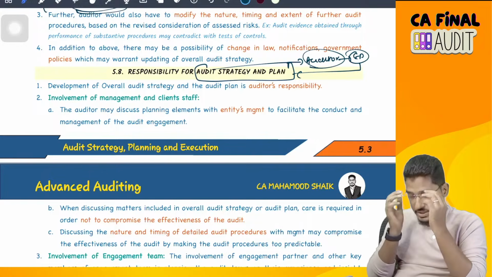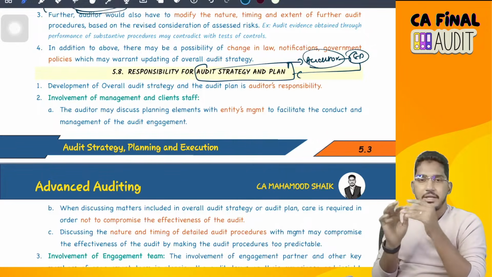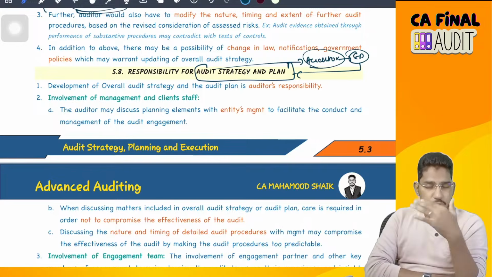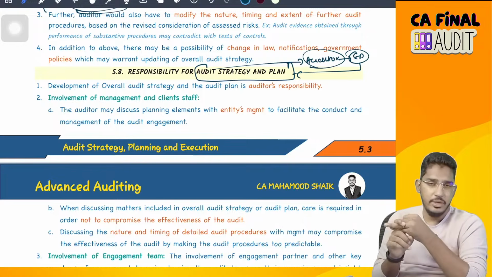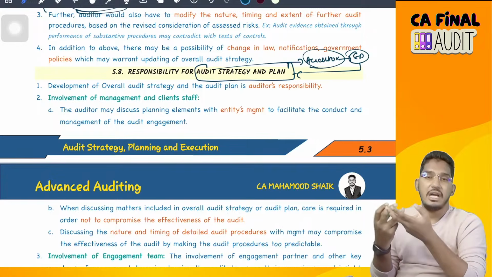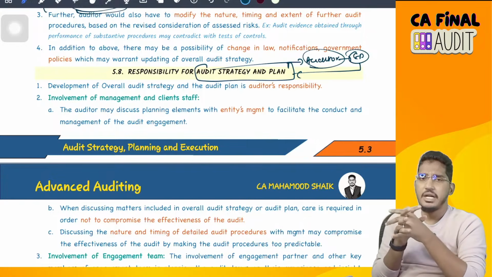So audit strategy and audit plan are the responsibility of the auditor. The engagement partner shall do it, but it doesn't mean he will do it single-handedly. In the process of development of the audit strategy and audit plan, the engagement partner is going to involve different kinds of people.